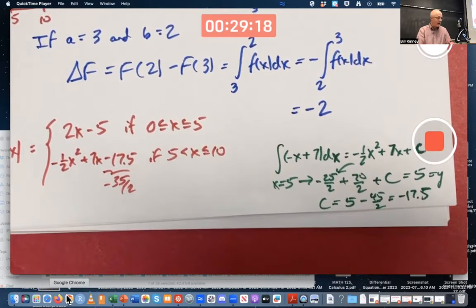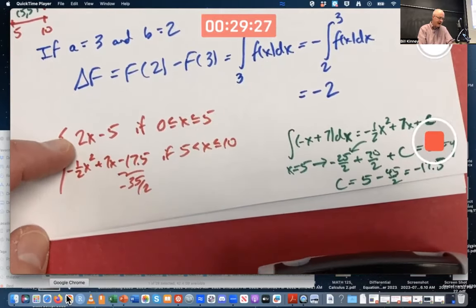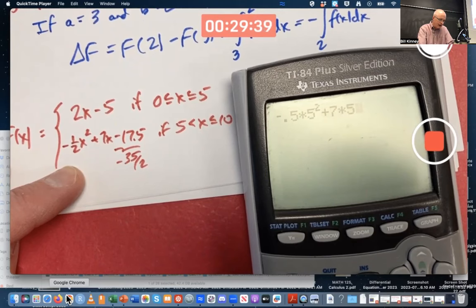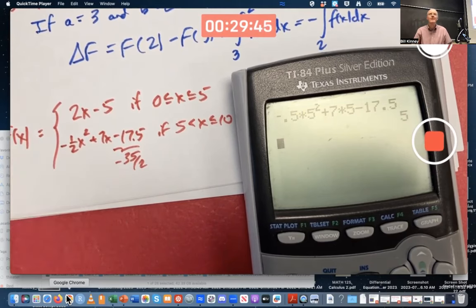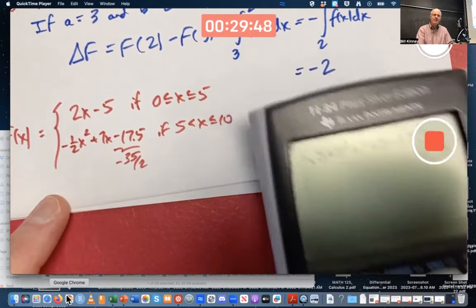If I've done it right, these functions should match up and be continuous when x is 5. They have the same limiting value when x approaches 5. Yeah, 2 times 5 is 10, minus 5 is 5. Let me just double check this one. Negative 0.5 times 5 squared plus 7 times 5 minus 17.5 should be 5. Yeah. So there's the piecewise formula for capital F.